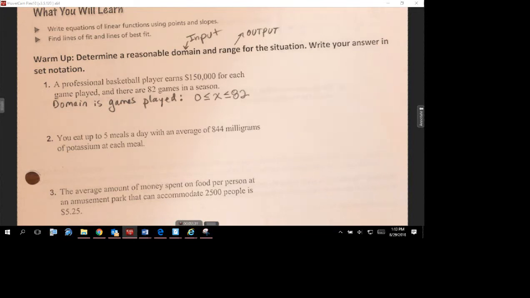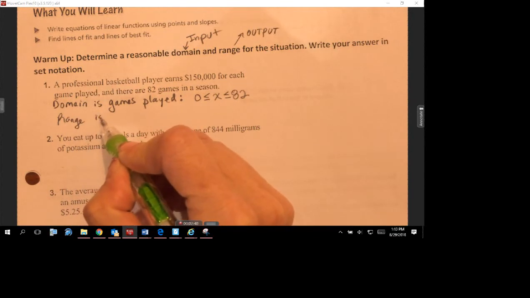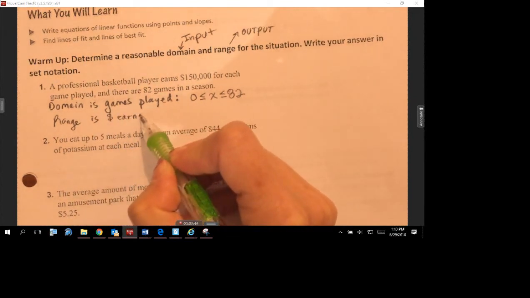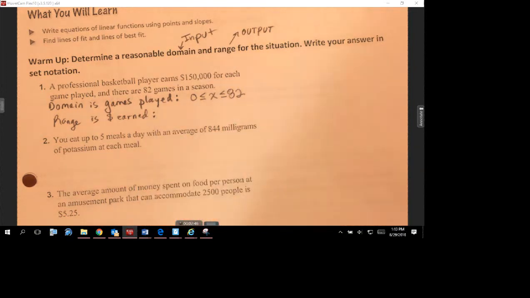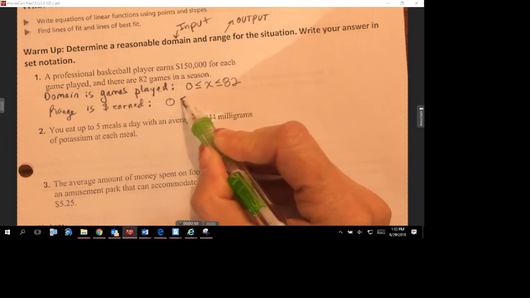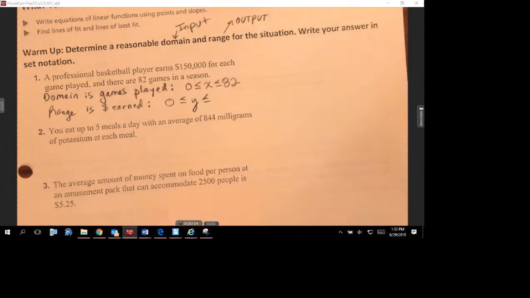So how much money could this person earn? What is the lowest amount? I'm writing range is money earned. Could earn 0. What is the maximum that the player could earn?